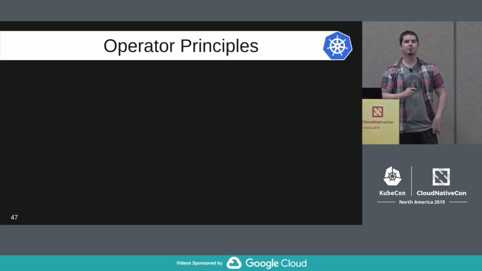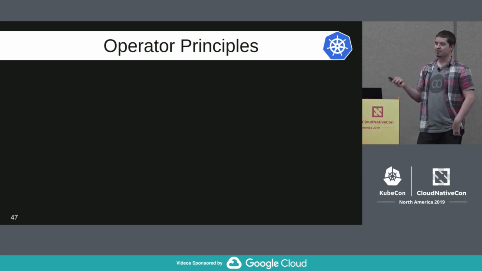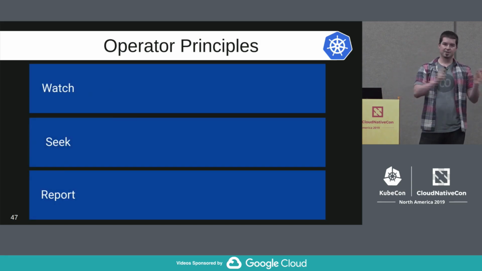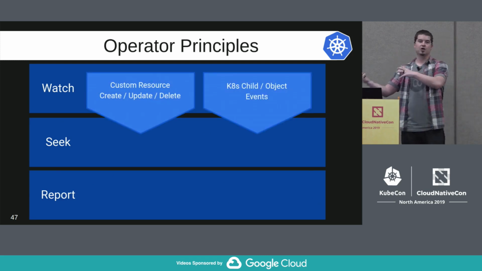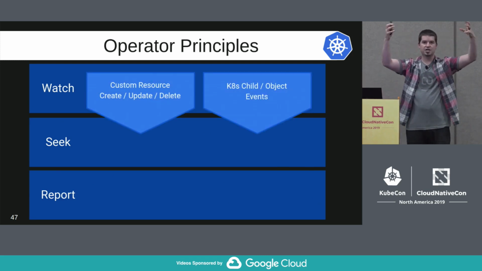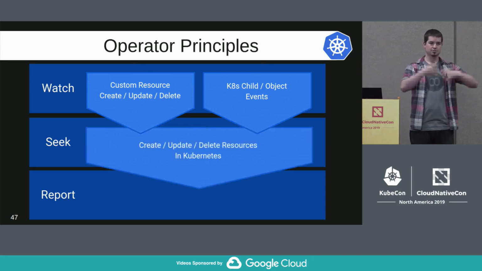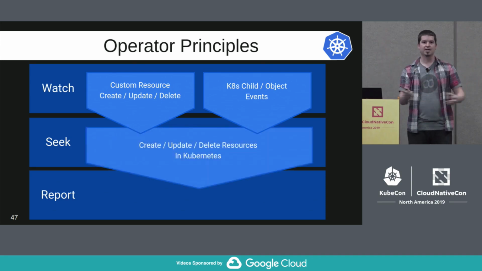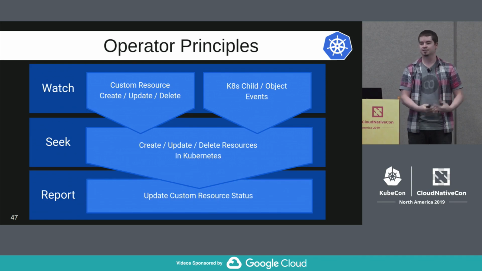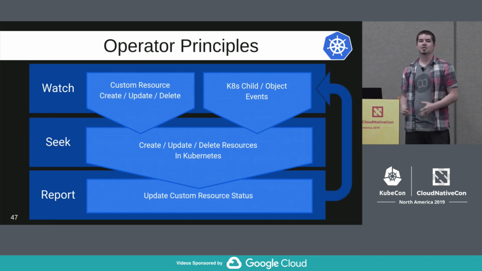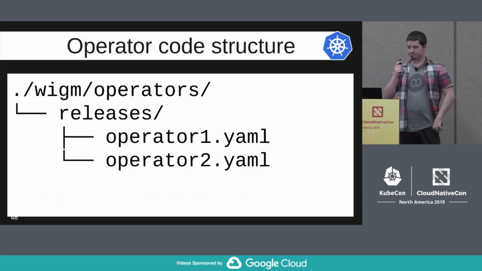So the principle of every operator, no matter the language, framework, whatever, is the same 3 steps: watch, seek, and report. We watch Kubernetes official things, and we watch our custom things. We get all the events as things change in the Kubernetes, with the Kubernetes API. We seek, do Kubernetes or whatever changes to get to that desired state and report on the transition to that state. And we do that over and over again. Every single operator, no matter what, follows this pattern. It's actually a really great pattern.